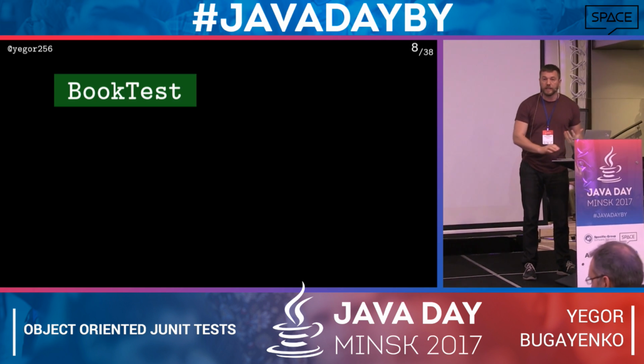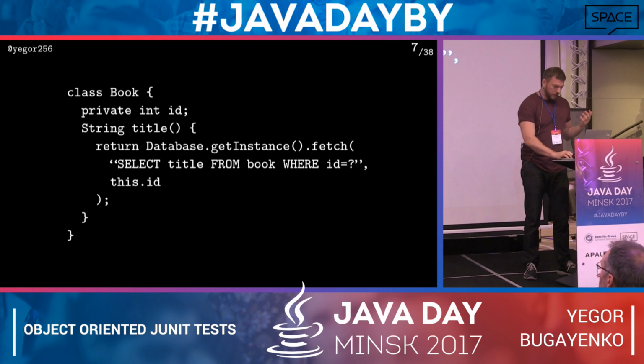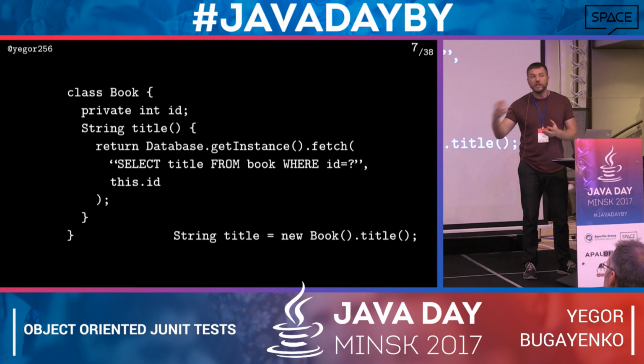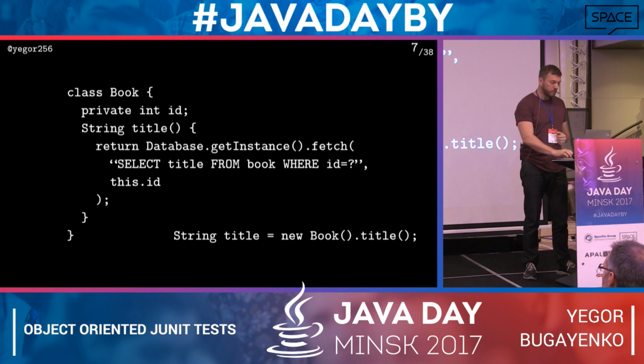I imagine we have a unit test. Well, is it clear that it's a dependency, right? So the book depends on the database. Without the database, the book cannot work. The book needs the database to do what the book has to do, to get the title. The book needs the database, that's why it's a dependency.